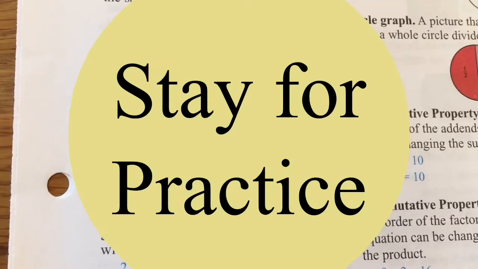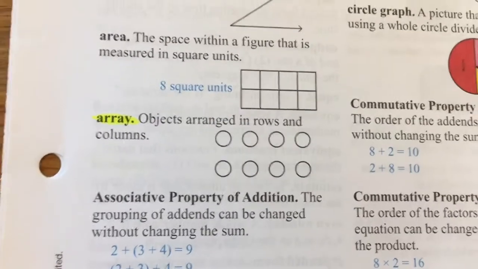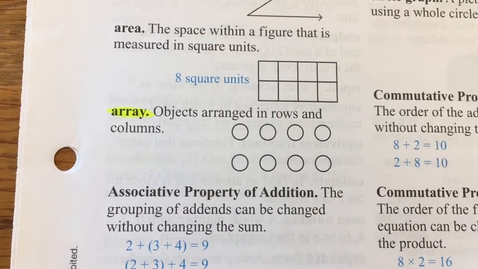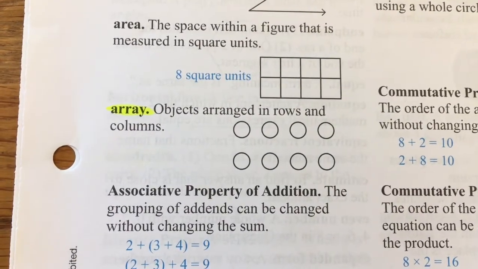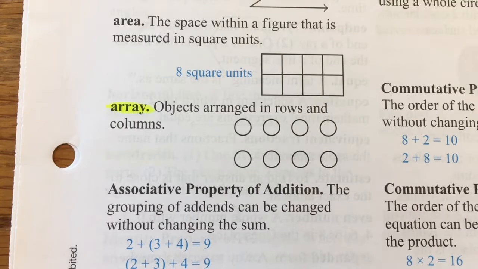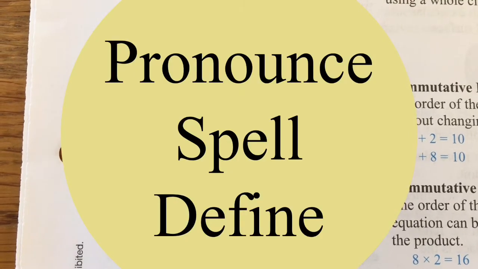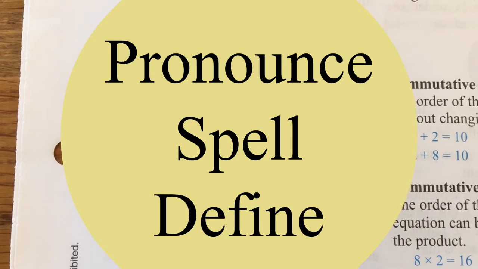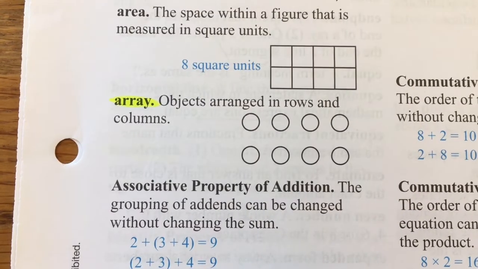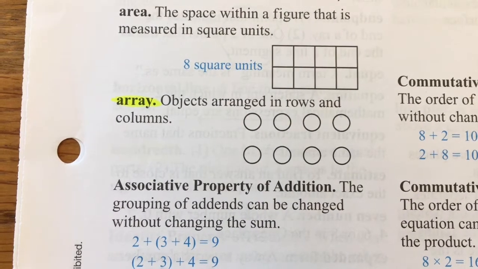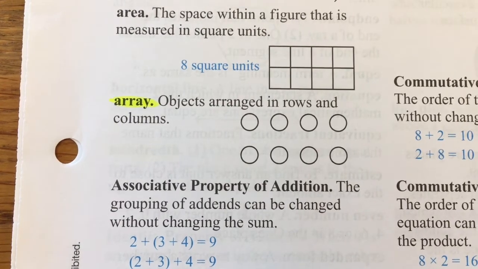Okay, and for those that have stayed beyond the goodbye of having a daisy of the day, you can stay and practice these words. I'm going to go ahead and say the word, spell the word, and then give the definition. Array, A-R-R-A-Y, objects arranged in rows and columns.